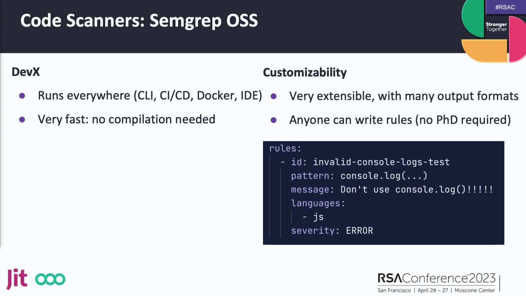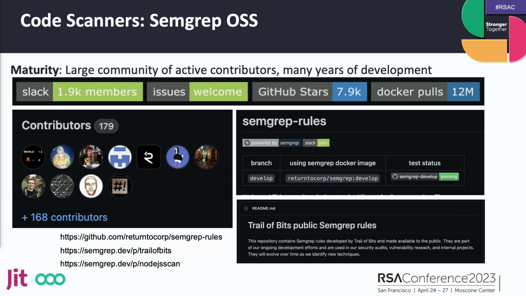So I have an example of, this is actually one that we use within my group and company, but you can't have console.logs. So the pattern is literally just console.log, and there's some kind of regex-like things that you can do to generalize that pattern. And that leaves a message for the developer.